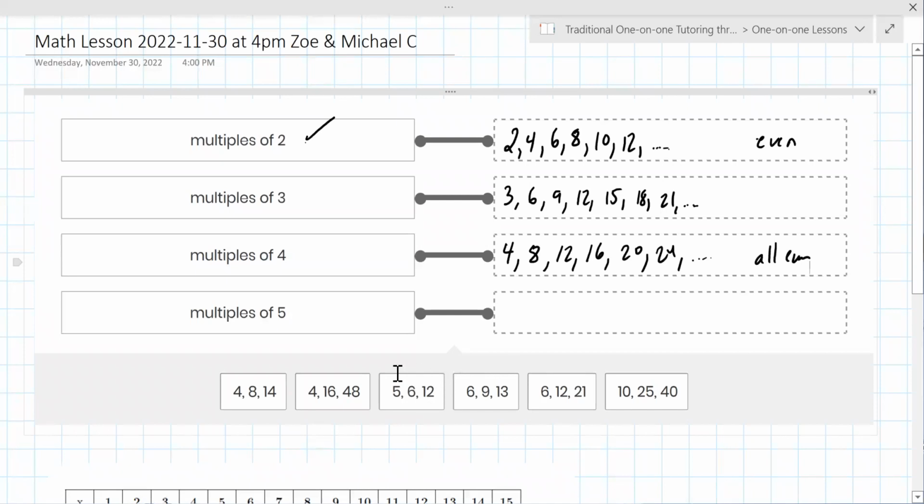How about 5, 6, and 12? 5. No. Nope. How about 6, 9, and 13? No. Nope. And none of the rest actually are either.